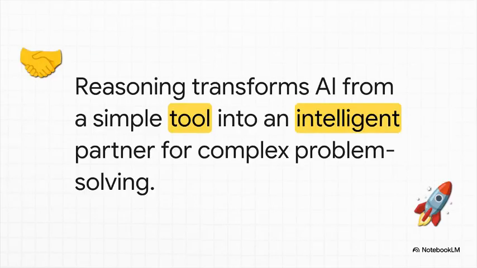So here's the bottom line on this one. Reasoning is what elevates AI. It's the difference between a simple calculator that can just give you an answer and an intelligent partner that can help you strategize, plan, and solve complex, multi-step problems in fields like science or law or business. It's not just a tool anymore, it's a collaborator.